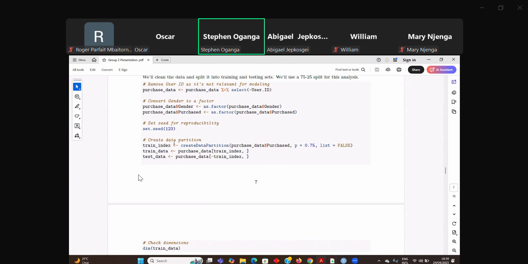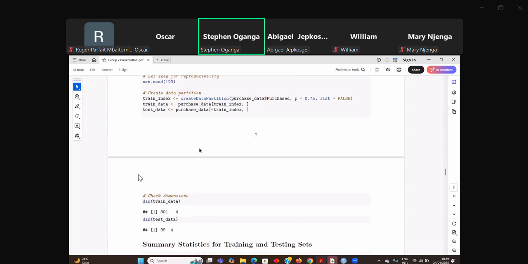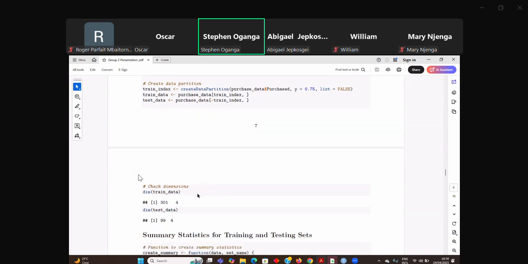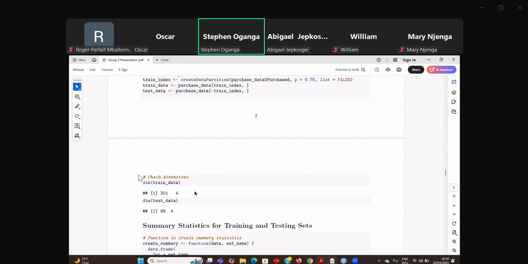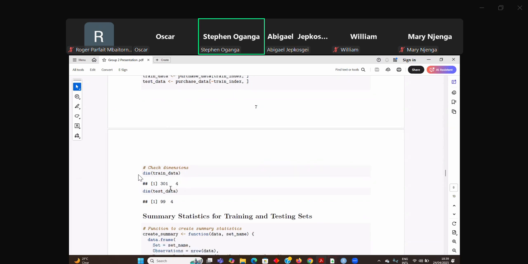We had to create a data partition, and these were the dimensions. So these are the dimensions of the training data. We had 301 observations for training and 99 for test. This was 75% of the total number of observations, which was 400. So if you take 75%, you pick 301.